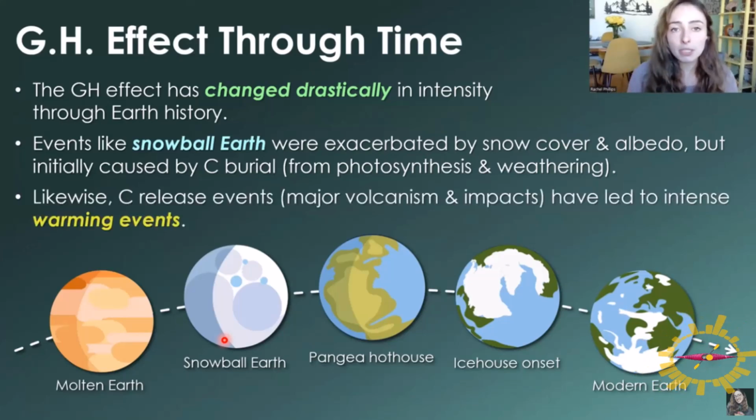Whereas the equal and opposite is true for periods where there was intense carbon release to the atmosphere or carbon addition to the atmosphere. For example, times when there were major volcanism or impacts that impacted carbonaceous sediment and released a lot of carbon and other greenhouse gases to the atmosphere led to intense warming events like the end Permian mass extinction with major volcanism, or the KPG mass extinction that took out the non-avian dinosaurs with the impact, and similar to today's sixth mass extinction with humans kind of acting as the volcano.